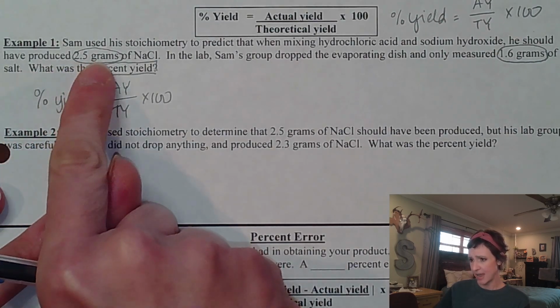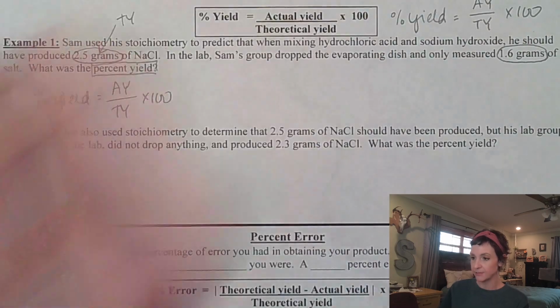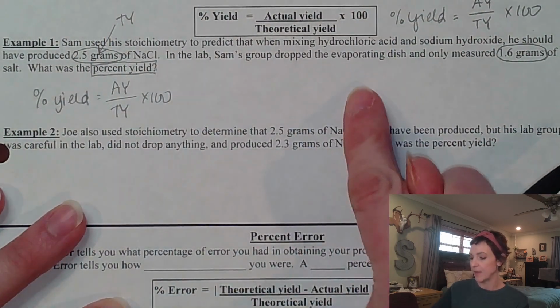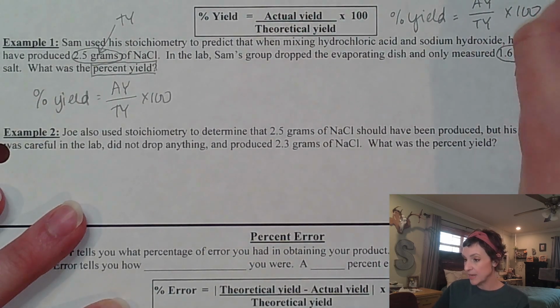They said he should have produced 2.5 grams. So I'm looking at this, and that's my theoretical yield. In theory, that's what I did. But he dropped the evaporating dish, and how much did he actually produce? Yes, 1.6 grams. So we have our two values.